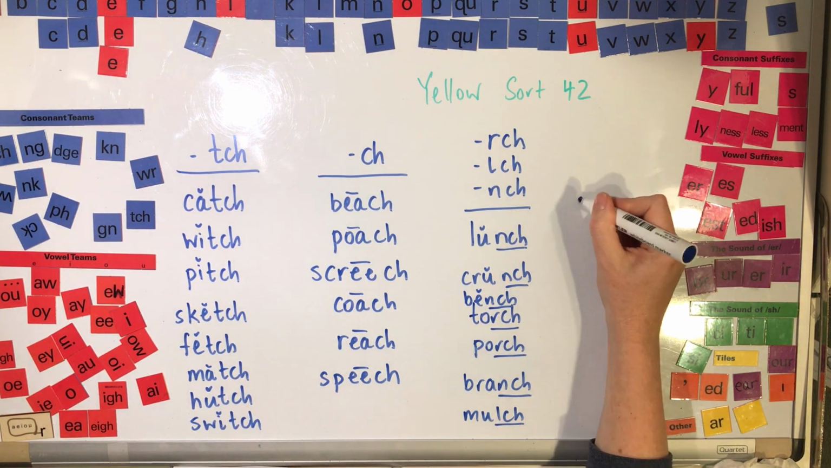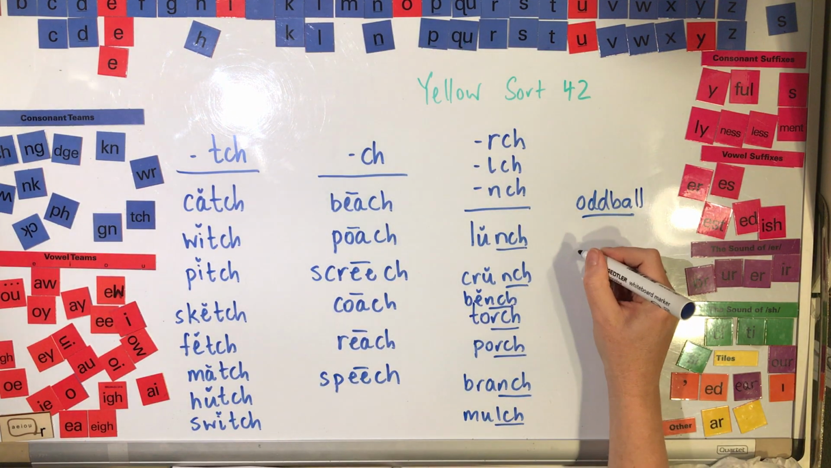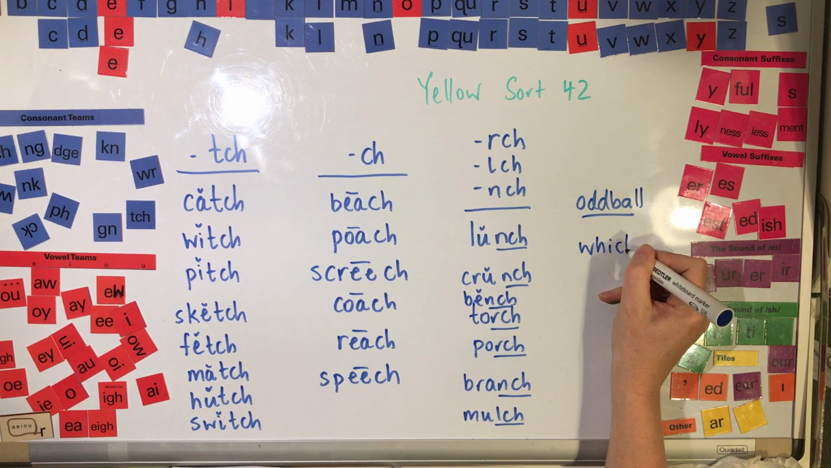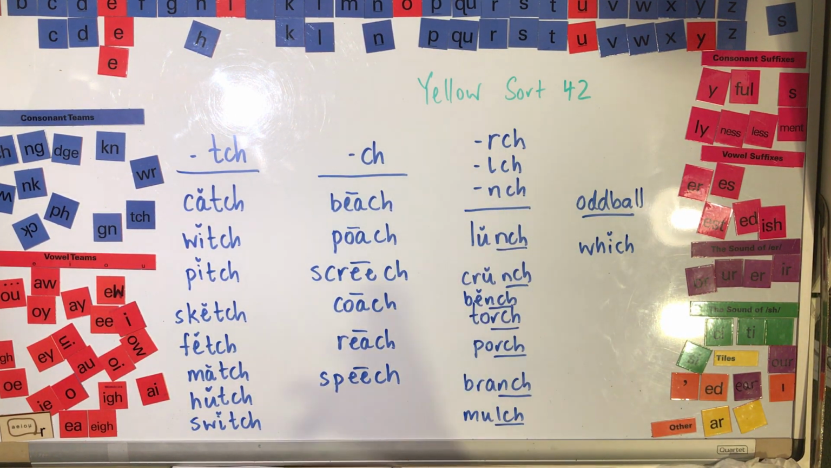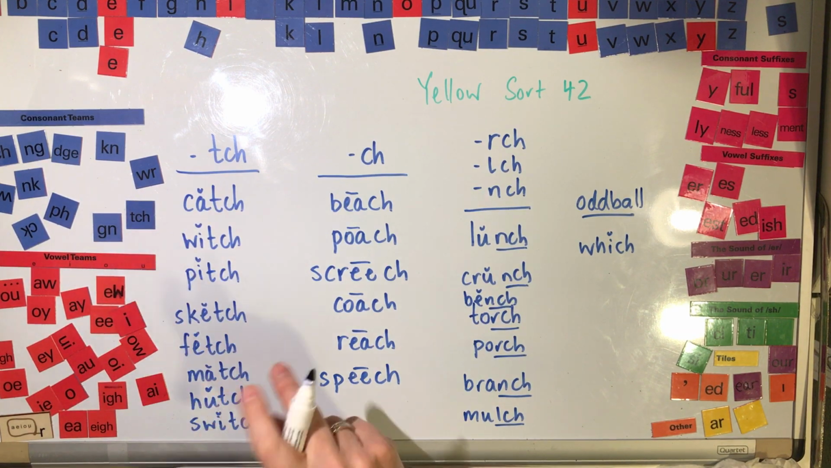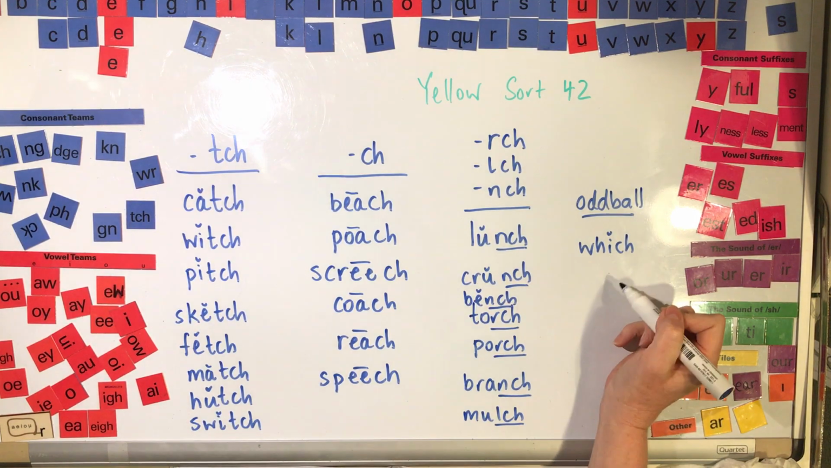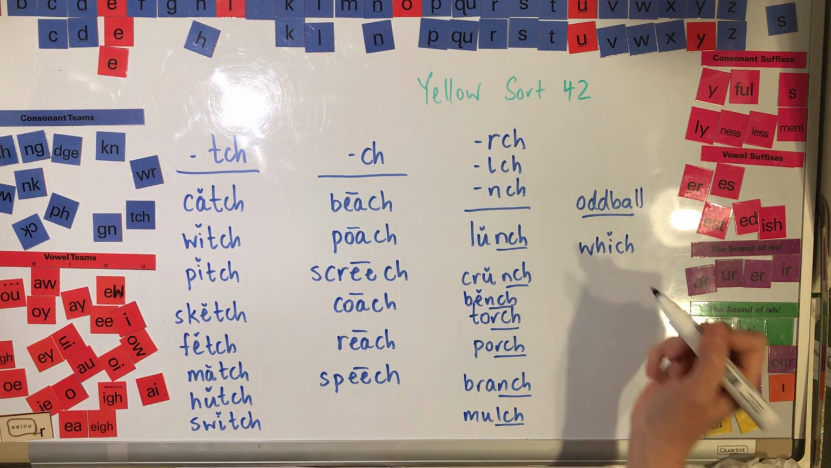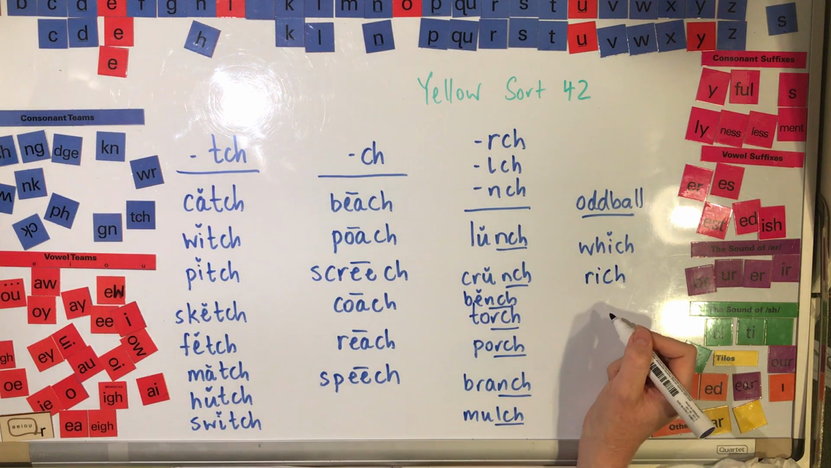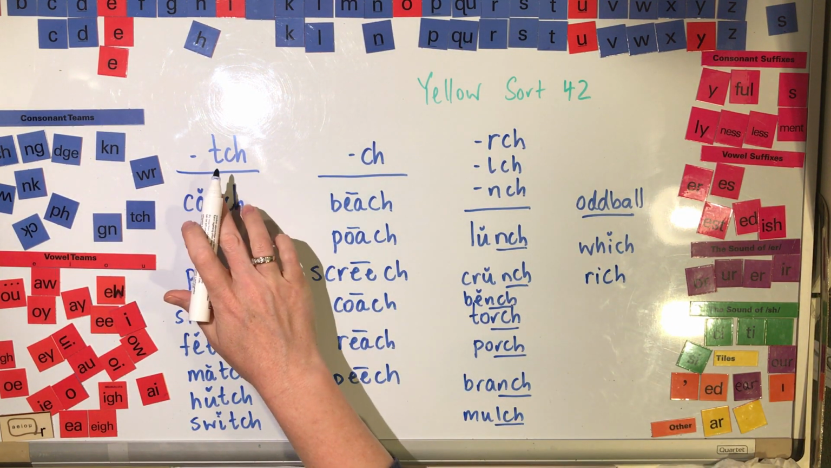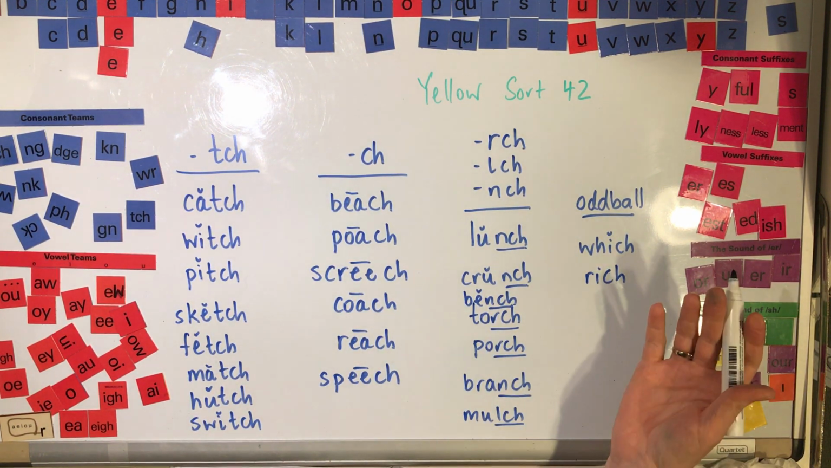We've got 3 oddballs. Oddball. We've got which. So which. That is a short vowel sound with no R, L or N. So which should be here. We have got which here, but this is an alternative spelling for which doesn't have the T. And it's an unusual word or a rule breaker. We've got rich. If you look at that, short vowel, no R, L or N to be seen. It should have a T, but it doesn't.